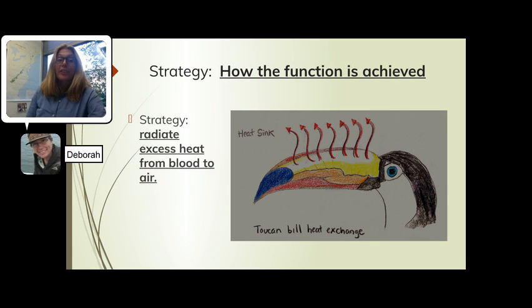The strategy is a general explanation for how the function is achieved. So we might ask, how does a toucan bill dissipate heat? And we would discover that the strategy is to use the bill to radiate the excess heat from the warmer blood inside to the cooler surrounding air outside.